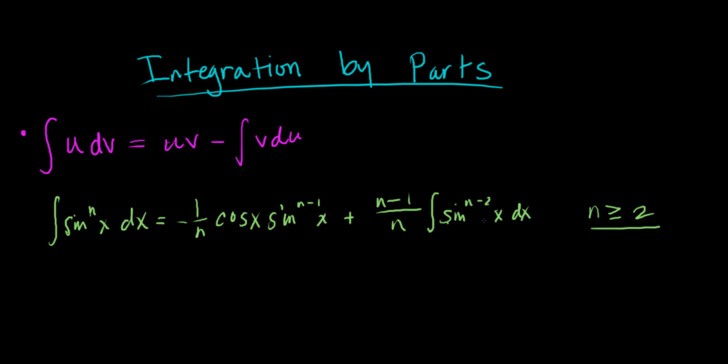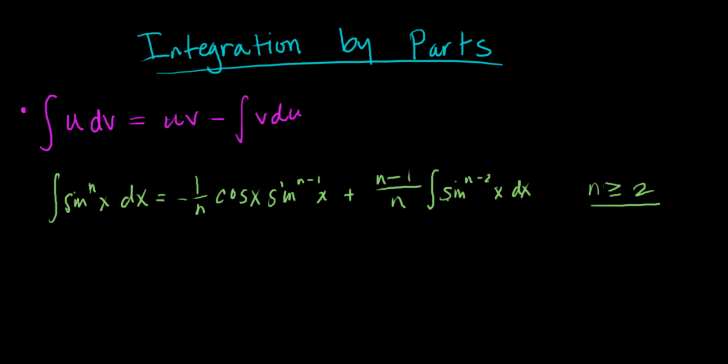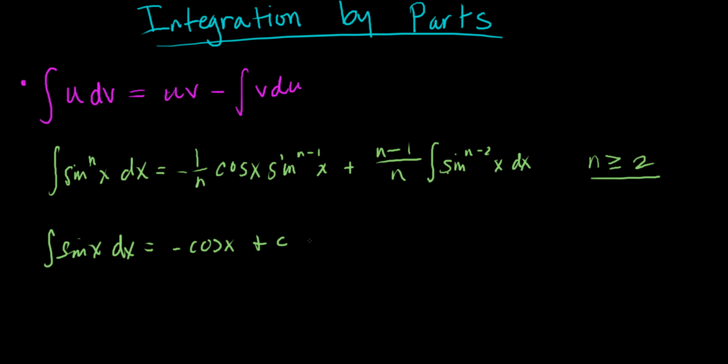And so we wouldn't use it for anything where n is less than 2, and we don't need it either. If you had n equal to 1, that would just be the integral of sine of x dx. We already know what that is. We don't need any special formula. That's just negative cosine of x, plus some constant, right? Okay, so why would you even want to try memorizing some beast like this?